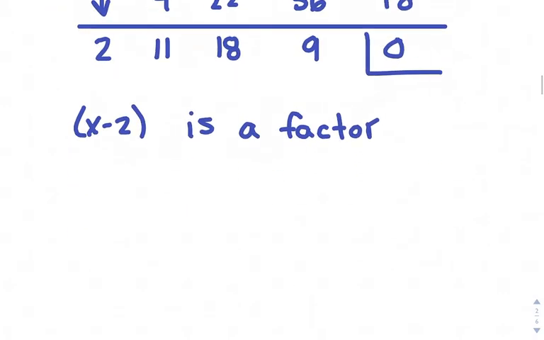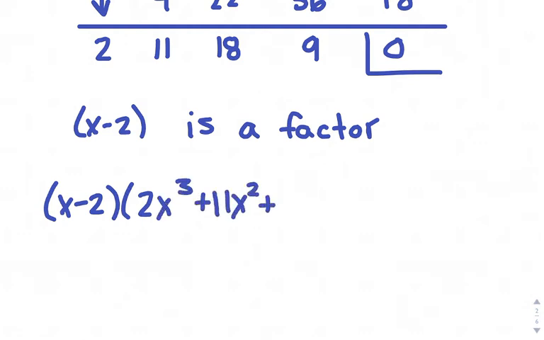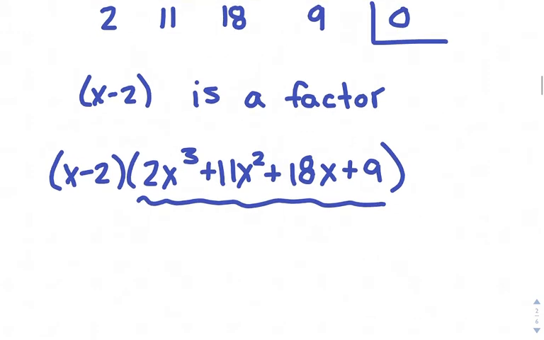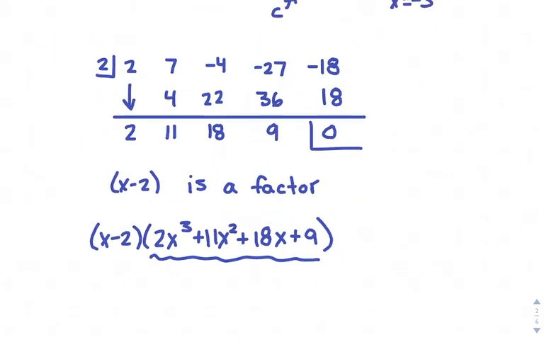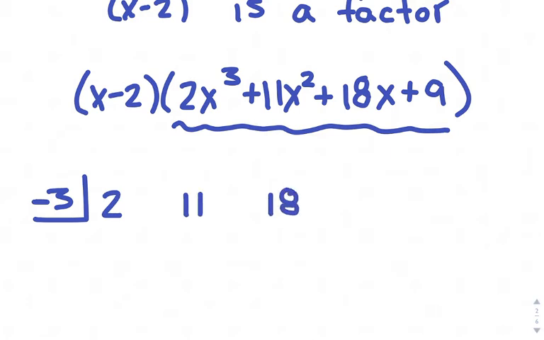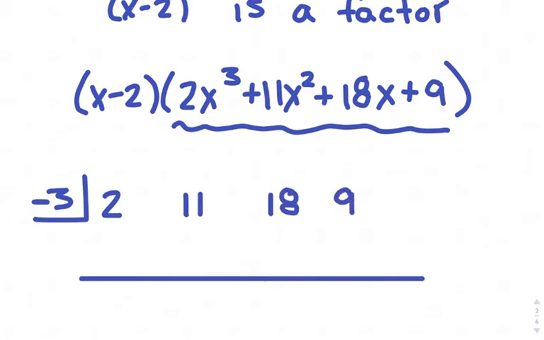So now if I know that's a factor, I can rewrite this expression as 2x squared plus 11x plus 18... Now all I have to do is take this quotient and use synthetic division again, but this time for x equals -3. So -3 is my c. And then I'm going to use my new expression, so it's going to be 2, 11, 18, and 9. So I drop down my 2.